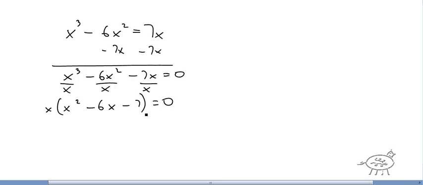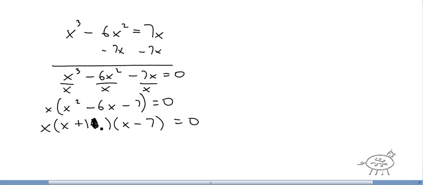I've got a trinomial here, so I'm going to write two parentheses, because that's how you factor trinomials. So I'm going to do x, and it's plus and minus. So it's minus 7 plus 1, sorry.